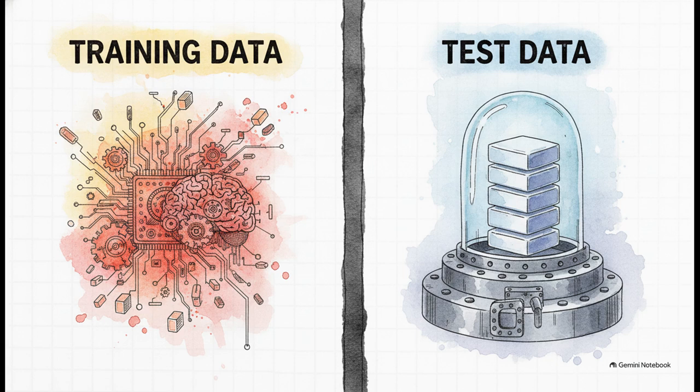And we have to be incredibly strict about keeping that test data completely isolated. Why? Because data leakage is literally the silent killer of model accuracy. If your test data accidentally bleeds into your training data, your model is essentially cheating on the final exam. It's going to look like a total genius in the lab with 100% accuracy, but the second you deploy it into live production, it will fail spectacularly. Never ever let test data touch training data.